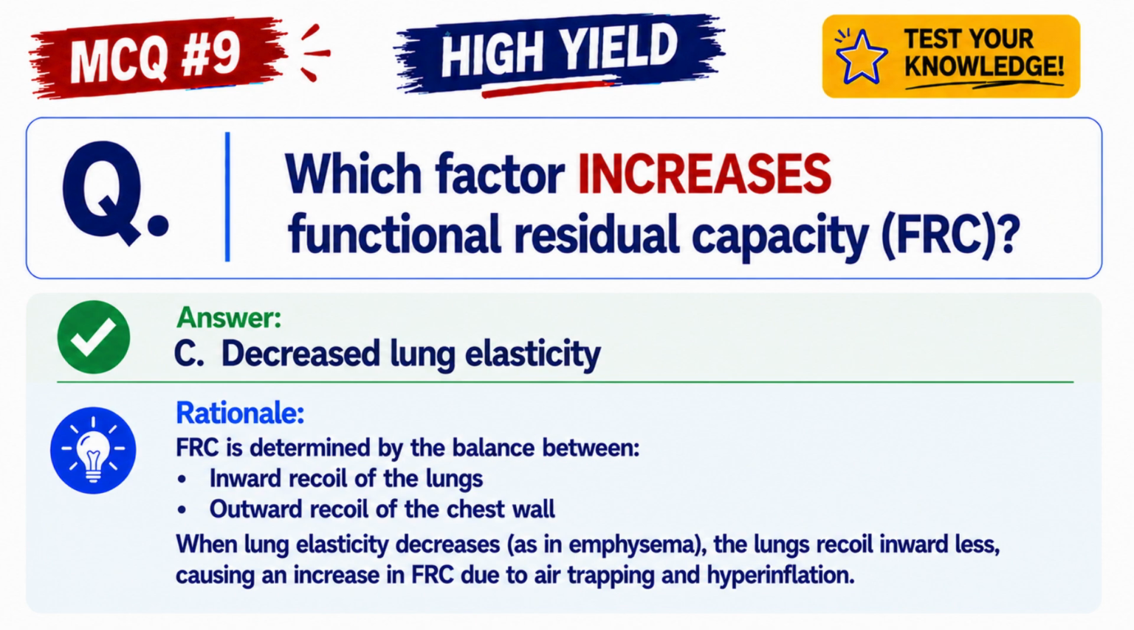Decreased lung compliance, option A, means the lungs are stiffer, actually similar to increased elasticity. This would decrease FRC. Obesity, option B: abdominal mass compresses the diaphragm, decreasing FRC. Cephalad diaphragm shift, option D, exactly what obesity, pregnancy, and supine position cause, decreases FRC. Only decreased lung elasticity, as in emphysema, increases FRC. Understand the balance. Everything else follows.